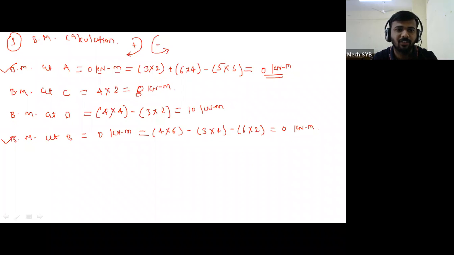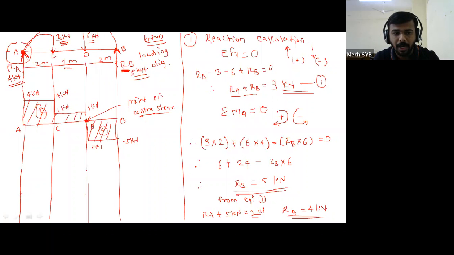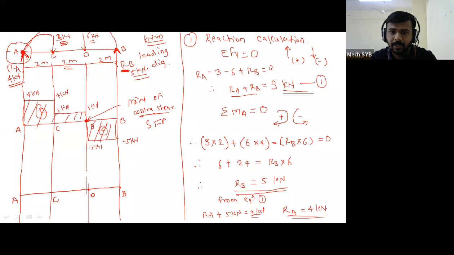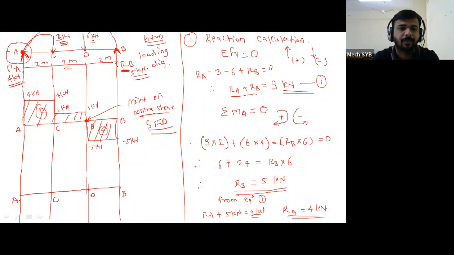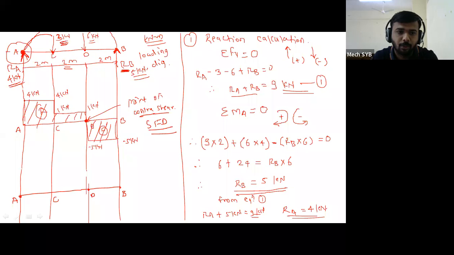Now we have to represent this BM calculation in the diagram. So what I will do, I will draw the 0 line once again. See, this is the 0 line. Then this is point A, this is point C, this is point D, and this is point B. So this is your SFD. Now bending moment at point A, what is the value from your calculation? 0. So this is 0 point. I will write 0 kilonewton meter.